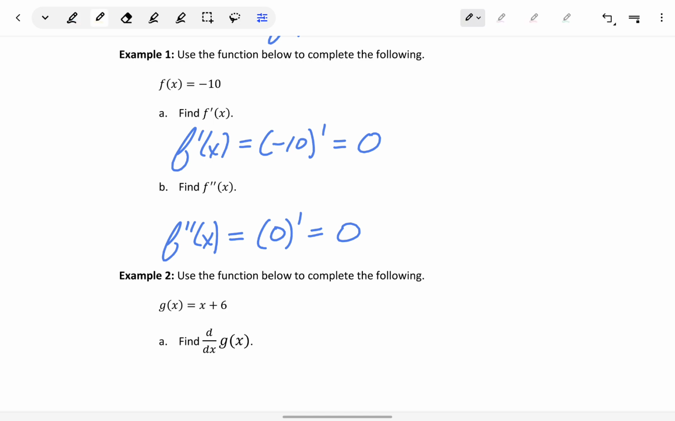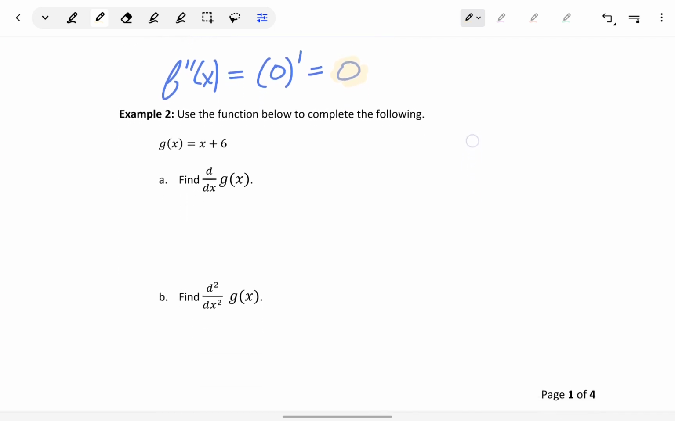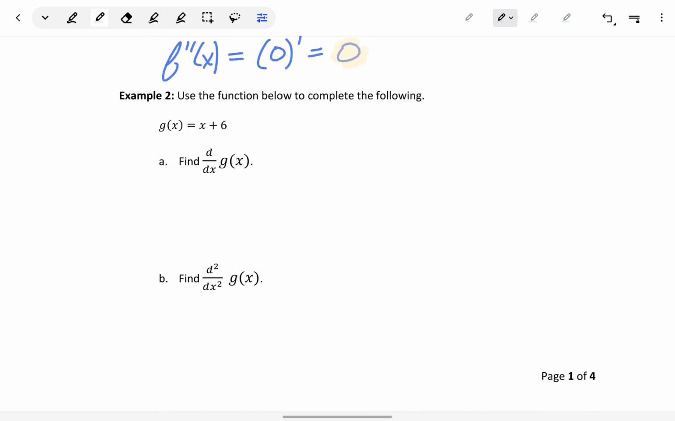This is a good example to look at because it reinforces a concept that hopefully is more or less intuitive. Once we take the derivative of a function or just an individual term and we get 0, any subsequent derivatives of 0 will just continue to be 0. So once a function or a term goes to 0, we don't have to continue worrying about that function or term. And we'll see how that plays out in example 2, where we're asked to first find d over dx of g of x.